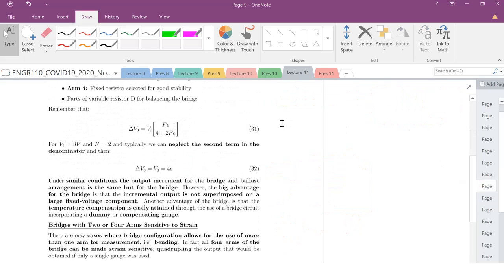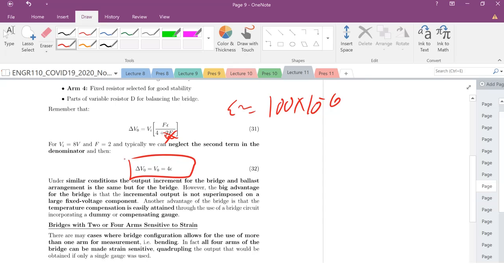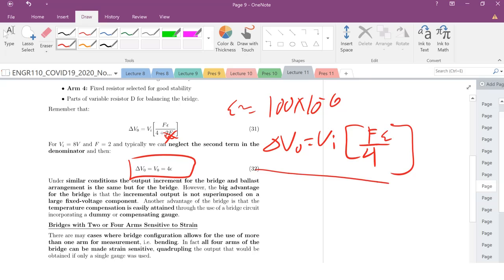Additionally, you'll notice that because we're dealing with strains that are on the order of 100 times 10 to the minus 6, this term is going to be really, really small compared to 4. So you'll typically see that the change in V naught is equal to VI times F epsilon over 4, for this specific example. Excuse me, let me erase there. That's it. We'll see how we get this from a more thorough expression in a second.